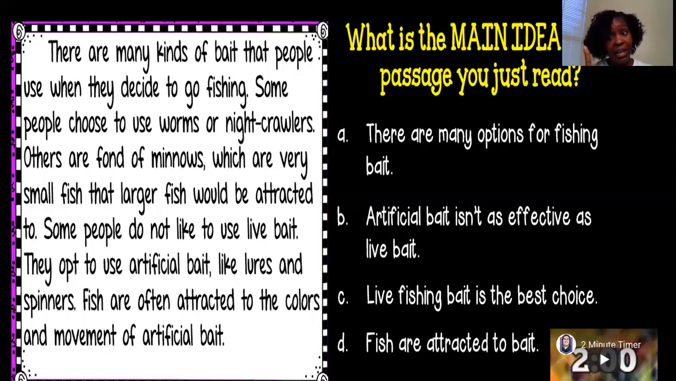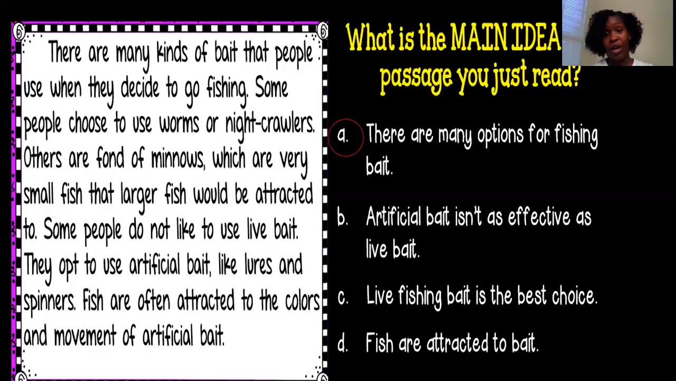And hopefully, drum roll please, you chose A as your answer, because that is what this text was mostly about, how there are many different kinds of options to use as bait for fish.